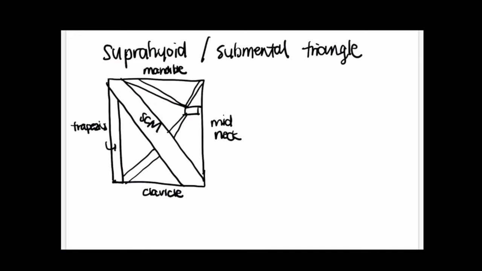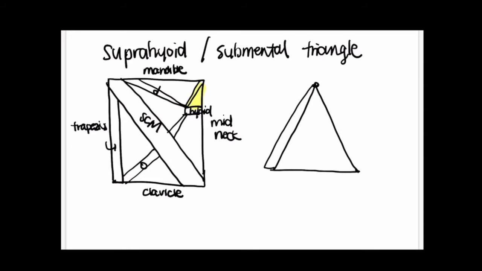Okay, so the submental triangle is located in the more anterior portion of the anterior triangle. So let's shade it with a yellow highlighter. So this is the submental triangle. Let's discuss the different borders of the submental triangle.